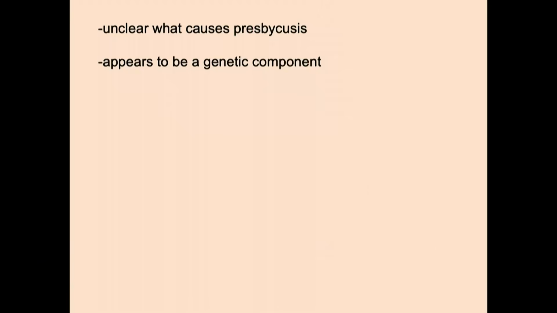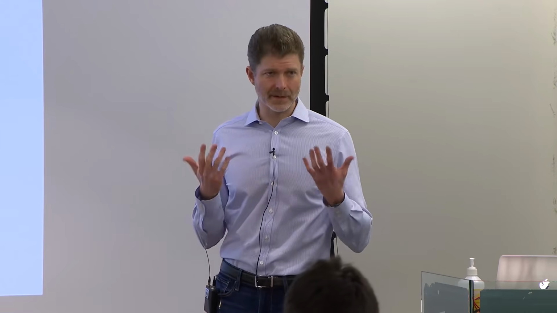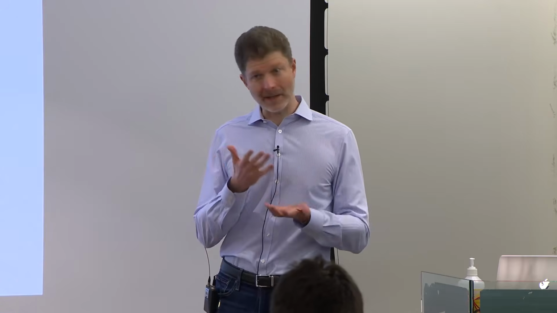So it's unclear what causes presbycusis. There appears to be a genetic component. Part of what makes this hard to understand is that while people are alive, it's really hard to see inside their ears. You can measure the fact that somebody's hearing is worse, but you can't really look inside their ear, their auditory nerve, and directly observe what would be different about somebody who has poor hearing compared to somebody who has great hearing.